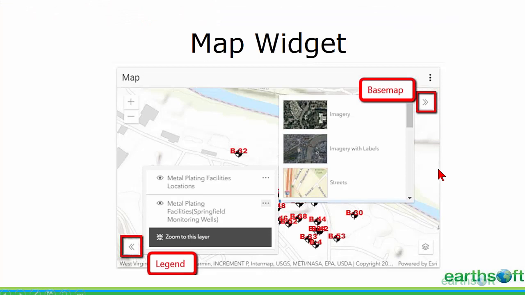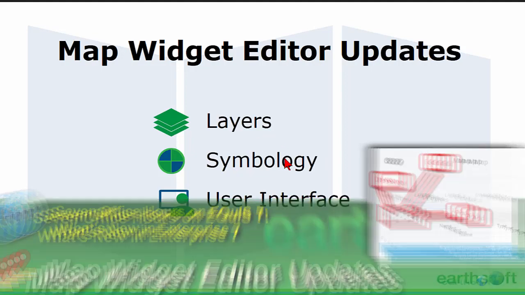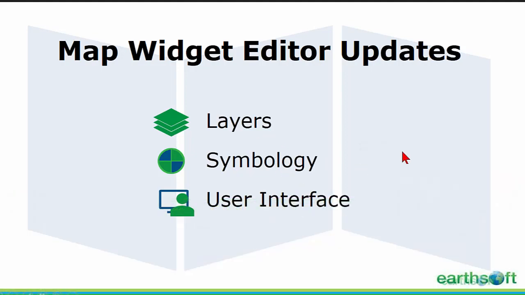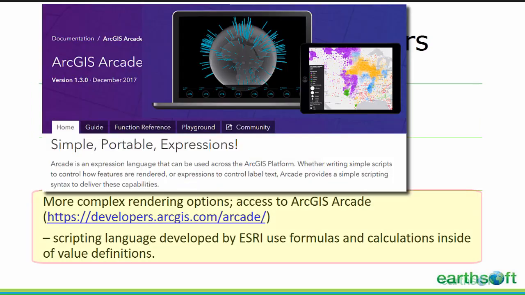So now, moving on, the changes to the map widget editor, the updates that have been made are primarily to the layers, the symbology, and the user interface. The most important of all, which we want to very primarily highlight, is that you can completely edit the layer after setting it up. You can modify all the properties of a layer using the JSON editor for layers. We now have more complex rendering options, which is access to the ArcGIS Arcade.